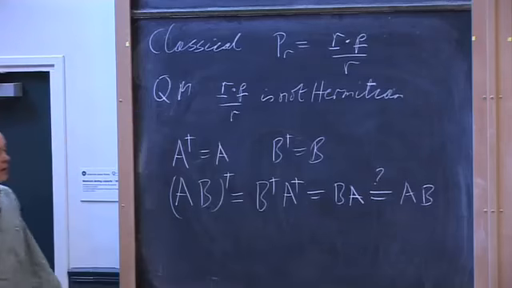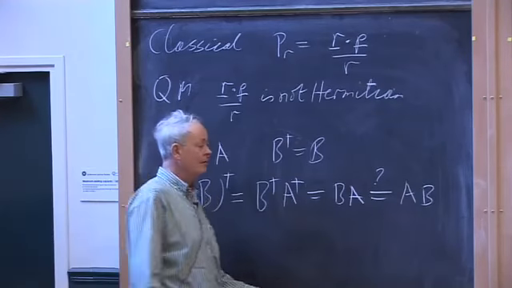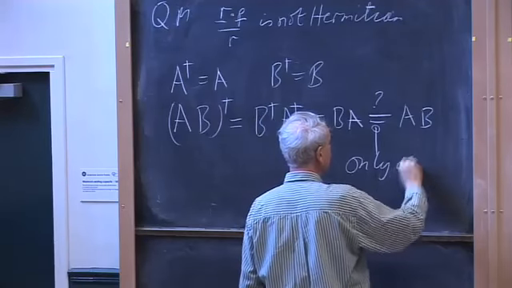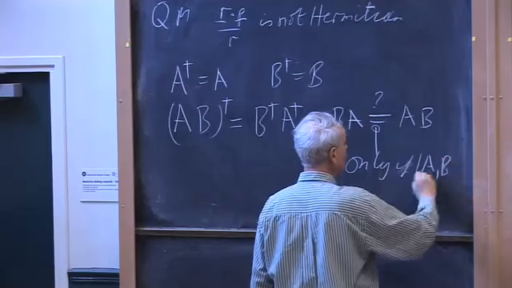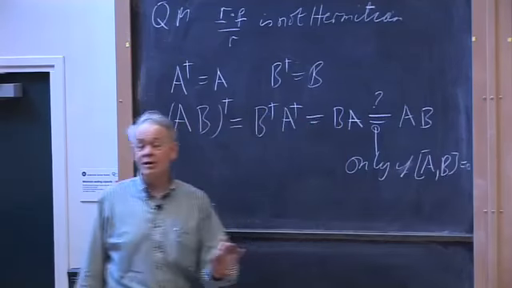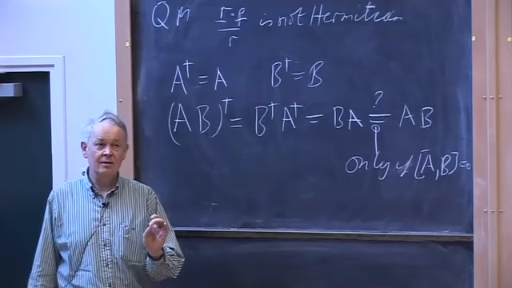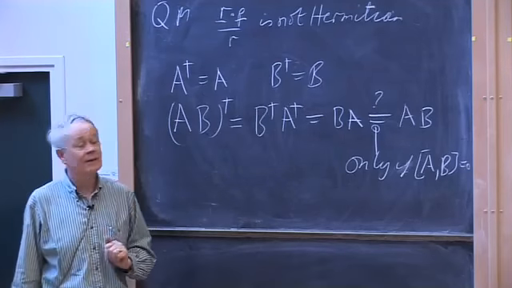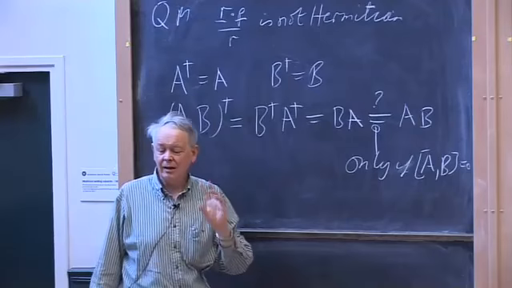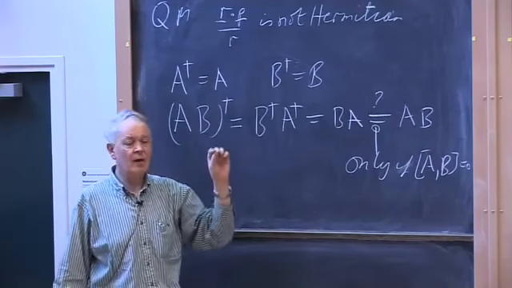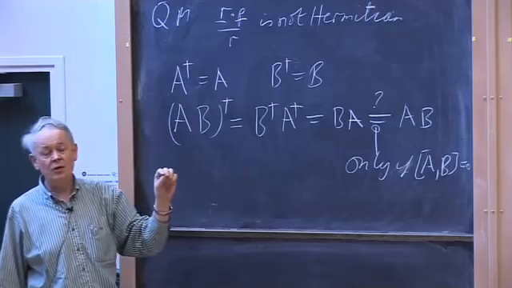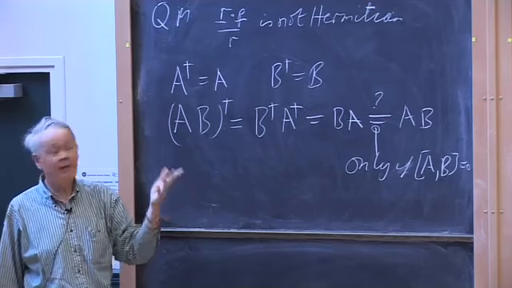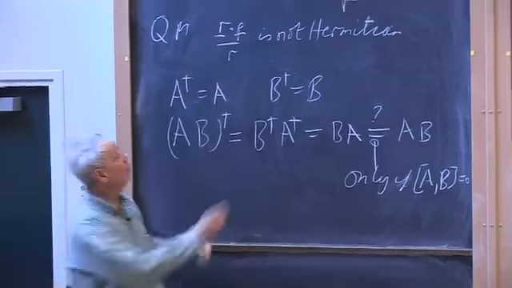Well, clearly it is if and only if B and A commute. So this is only if the commutator of A and B equals naught. In words, the product of two Hermitian operators is itself Hermitian only if those two operators commute. So this r dot p, which is shorthand, of course, for x px plus y py plus z pz, could be Hermitian only if x and px commuted, y and py commuted. Well, they don't. Therefore, this is not Hermitian. Therefore, this is not an observable.